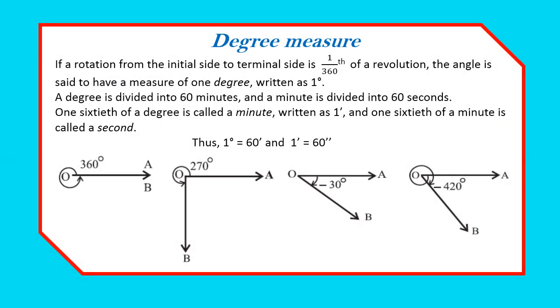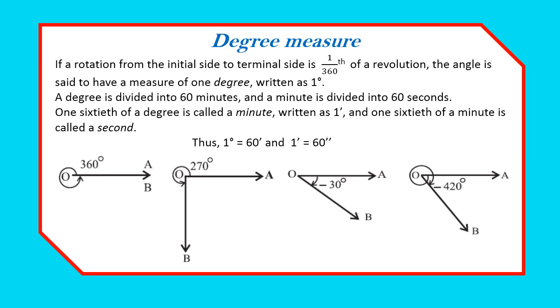So we have different measures of an angle. First let us discuss the degree measure of an angle. A revolution is when a ray OA starts from the point A and completes a circle to come back to the point A. So if the rotation from the initial side to the terminal side is 1/360th part of a revolution, then the angle is said to have a measure of 1 degree, written as 1 degree. Clear? One revolution equals 360, so 1/360 of a revolution is called 1 degree.